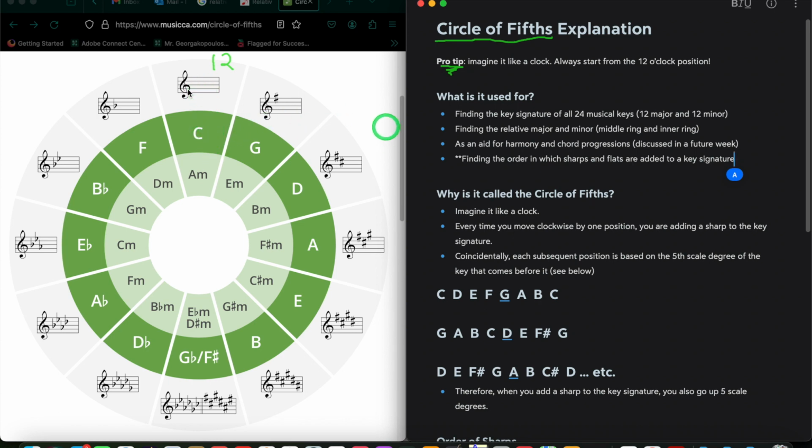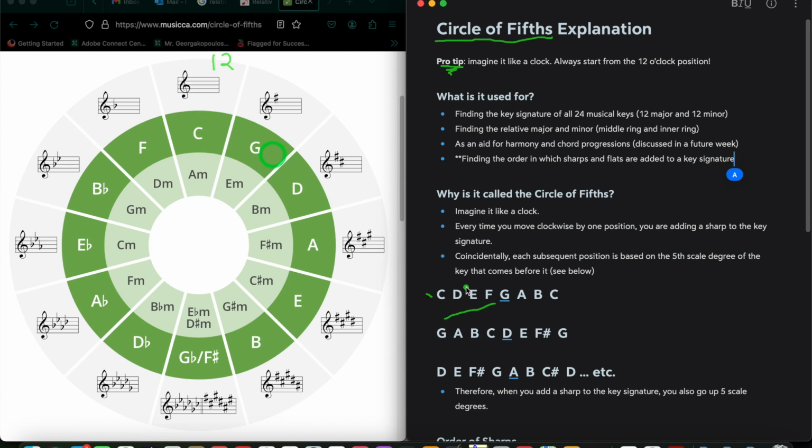Actually, let me describe it this way instead. Top is C major. I have C major written out here. C, D, E, F, G, A, B, C. The 5th scale degree is underlined because that is what starts the next scale.